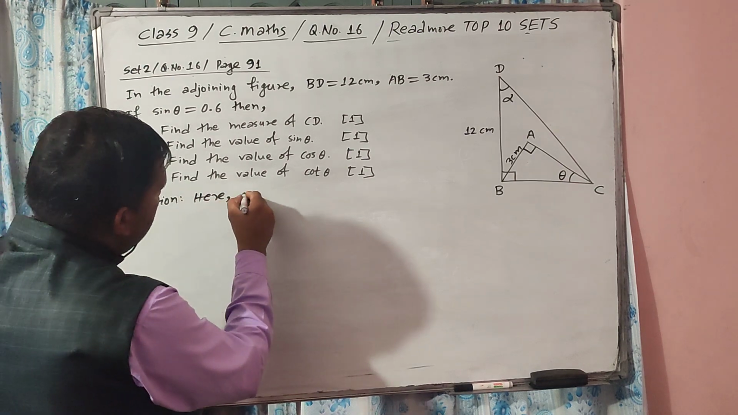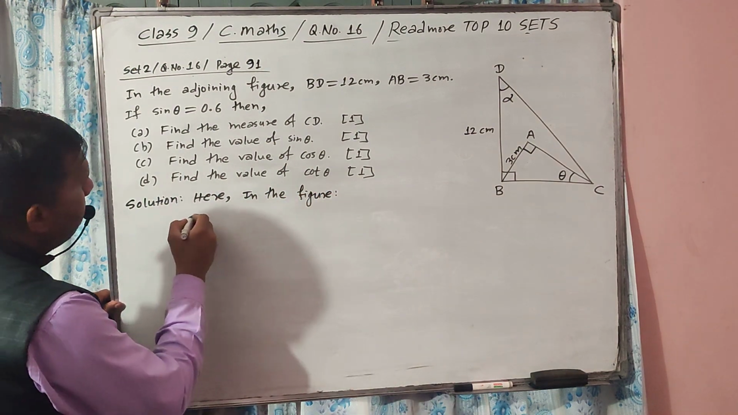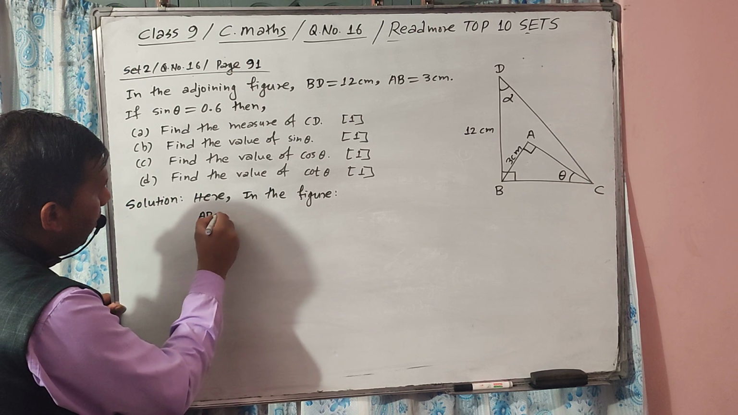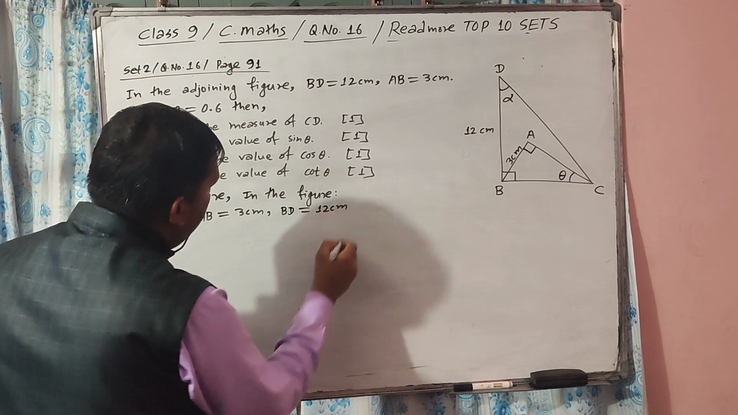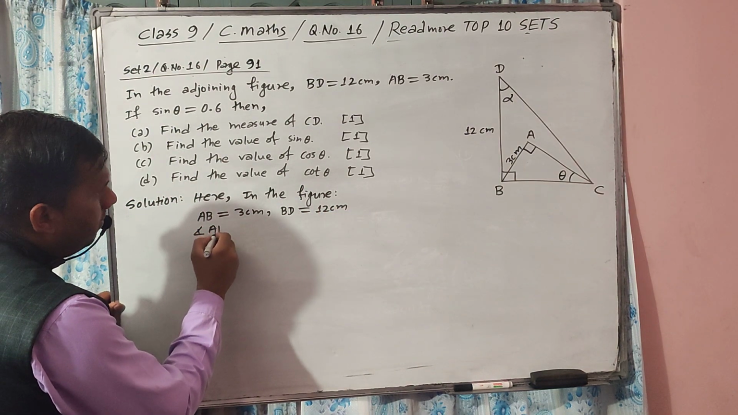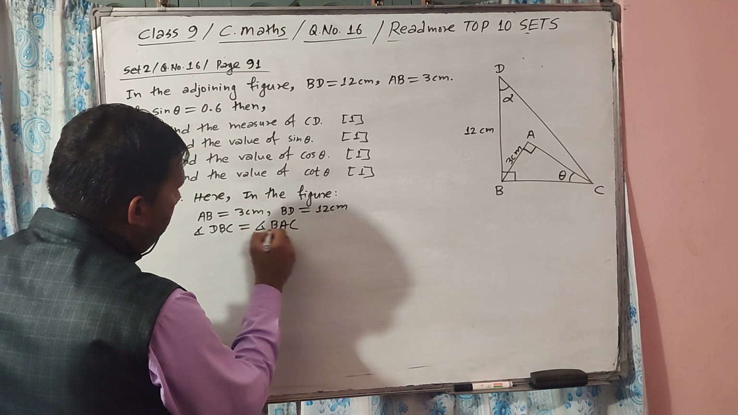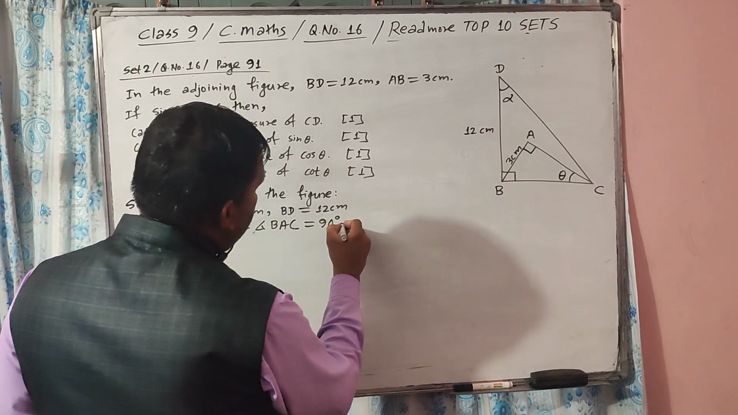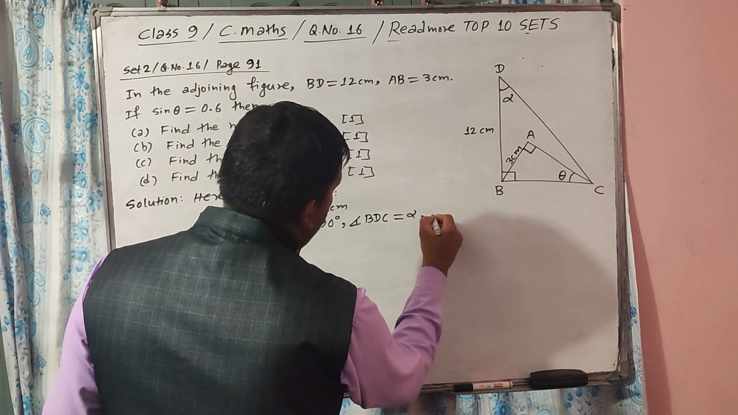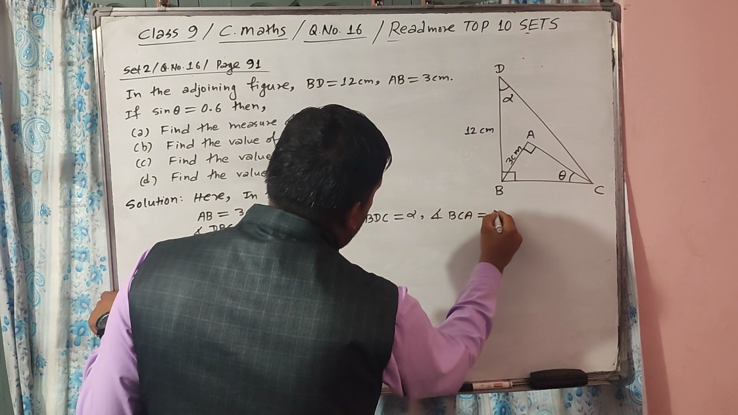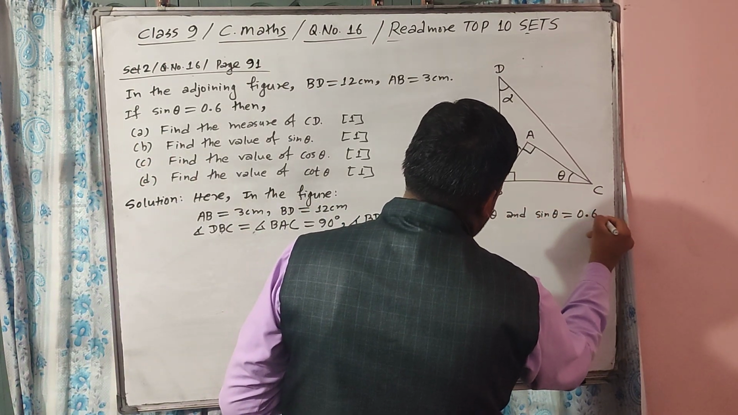Here, in the figure, AB is 3 cm, BD is 12 cm, angle DBC equal to angle BAC equal to 90 degrees. Angle BDC equal to alpha. Angle BCA equal to theta. And sin theta is given as 0.6.